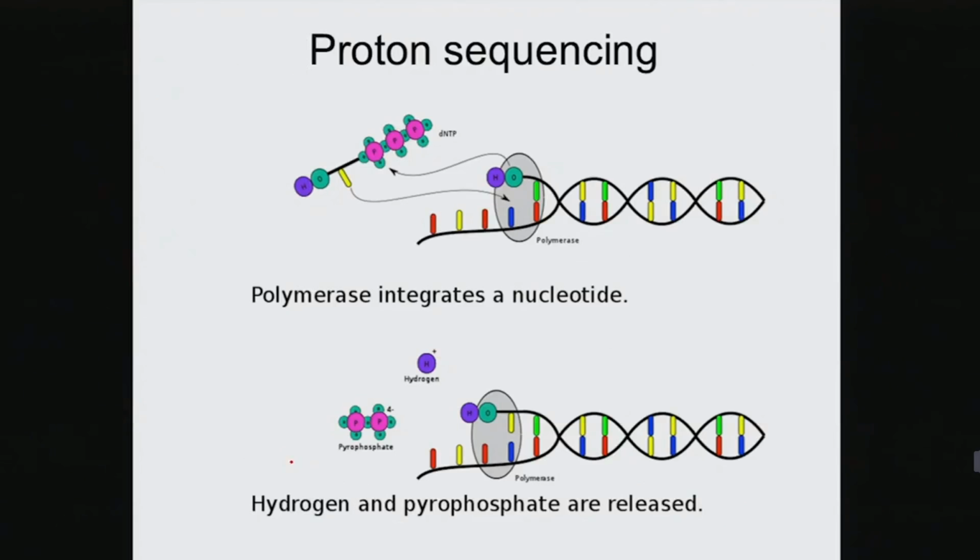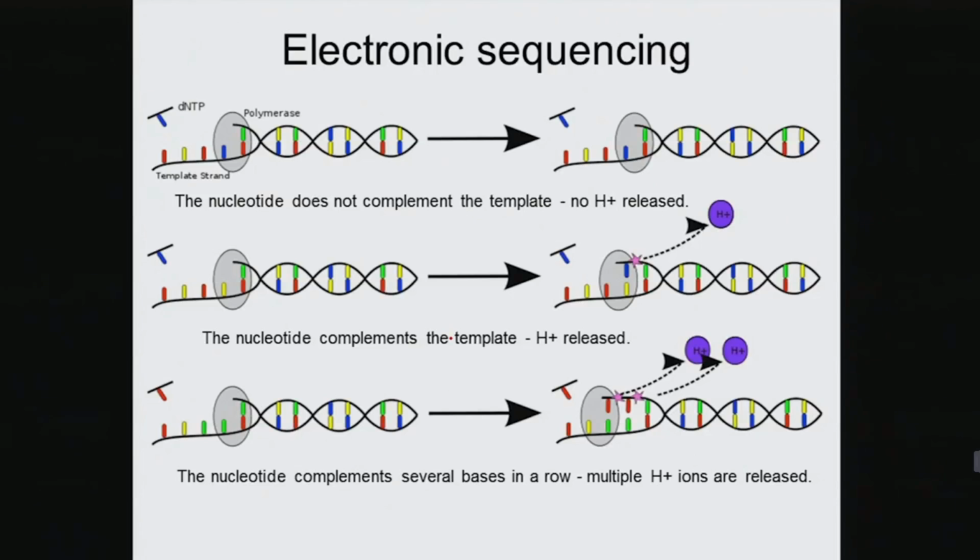Proton sequencing. Now this takes advantage of the actual reaction. If you remember when I told you, if we incorporate a nucleotide into our growing nucleotide strand, we release PPi, so this is pyrophosphate, but we also release a proton in the reaction. This methodology takes advantage of that proton release, because these protons can actually generate electric current, which can be converted to a voltage, and we can use an ion sensor to actually measure the amount of protons that are being released.